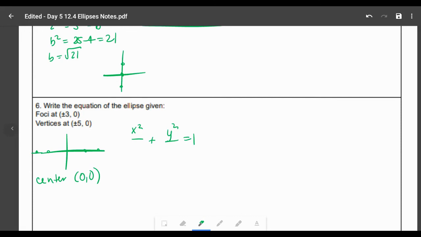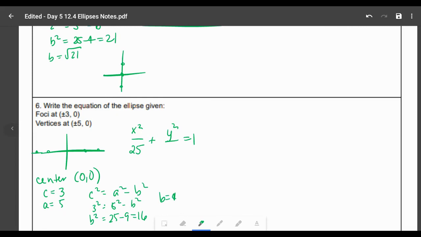Since they give me focal points, that gives me c. So c is equal to 3 units. I know that a is equal to 5 because the vertices have to be the end of the major axis. So I know that underneath the x squared should be 25 because 5 squared is 25. And then we need to know what b is. If we have c squared equals a squared minus b squared, I've got 3 squared equals 5 squared minus b squared. If I add b squared to the other side, I get b squared equals 25 minus 9, which is 16. And b is equal to 4.